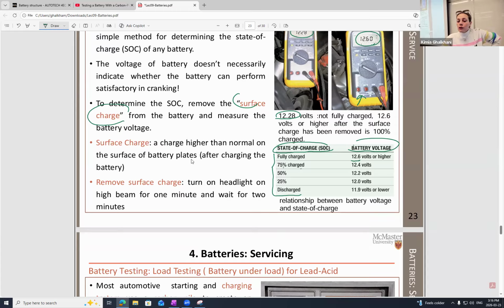At 75, still it is 12.4, very close to normal, but at 50%, it becomes a bit closer to normal, compared to the actual nominal voltage of the battery. So this is the relationship between the battery voltage and the state of charge. For example, 75 calculated, it becomes 12.4, 50, 12.2, and so on.